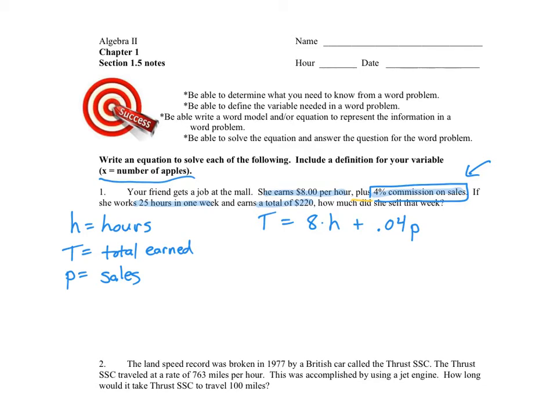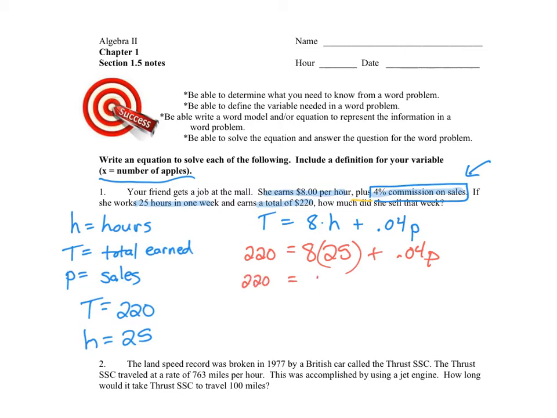So now we use what they told us. They told us that the total is $220. And they told us that the hours is 25 hours. So we would have 220 equals 8 times 25 plus 0.04 times P. So we solve this out. 8 times 25 is 200. So 220 equals 200 plus 0.04 P.